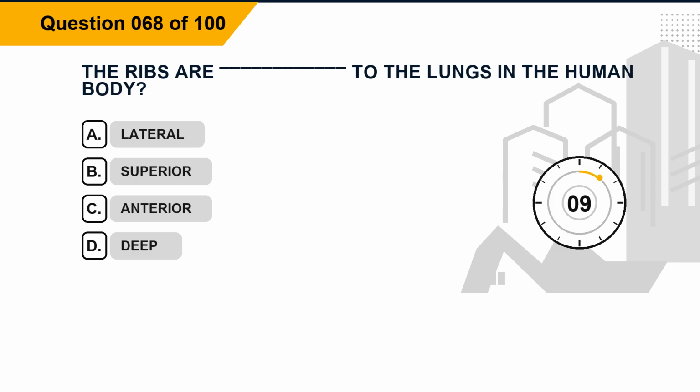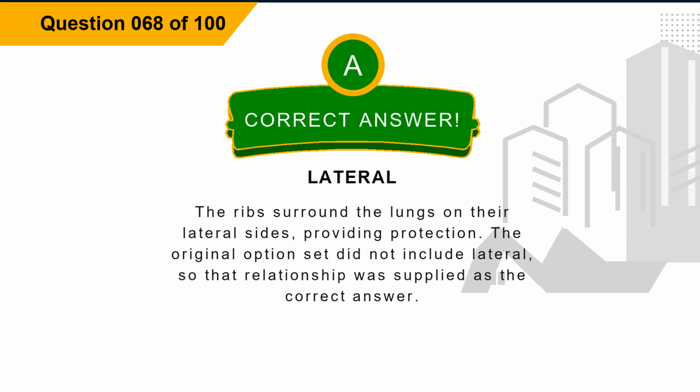Question 68. The ribs are blank to the lungs in the human body. Option A, lateral. Option B, superior. Option C, anterior. Option D, deep. The correct answer is option A, lateral.